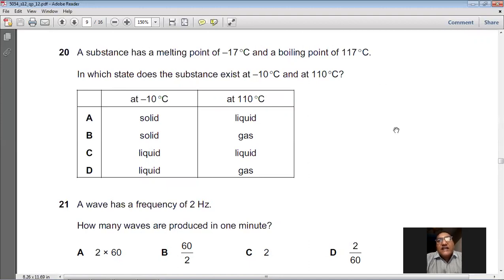At 110 degrees centigrade, its boiling point is 117. And he's asking you at 110 degrees centigrade. 110 degrees centigrade is lower than 117, its boiling point. So at 110 degrees centigrade, the thing will still be in liquid form. Liquid. So at minus 10, it should be liquid. At 110, it should be liquid. So C is the choice. Question number 20, C is the right choice.